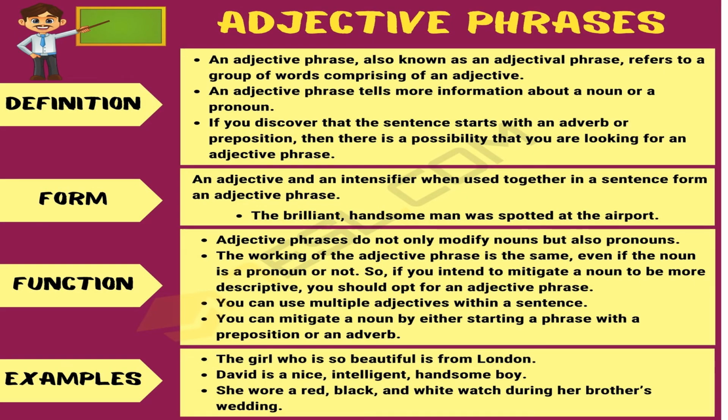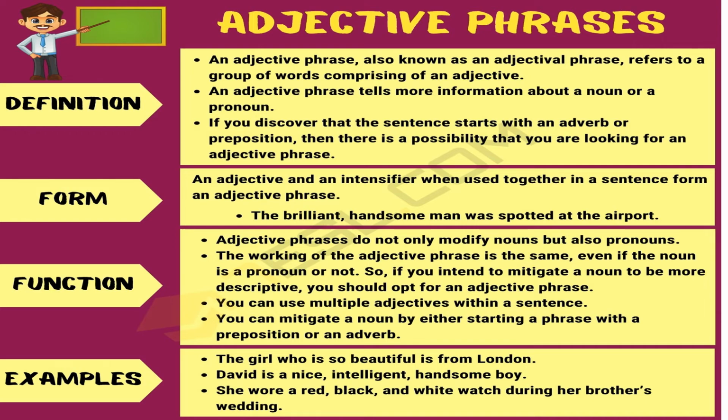The next type of phrase is the adjective phrase. As you all know, an adjective tells something about a noun or a pronoun. Now let's read out. An adjective phrase, also known as an adjectival phrase, refers to a group of words comprising an adjective. It tells more information about a noun or a pronoun. If you discover that the sentence starts with an adverb or preposition, then there is a possibility that you're looking for an adjective phrase. All right.